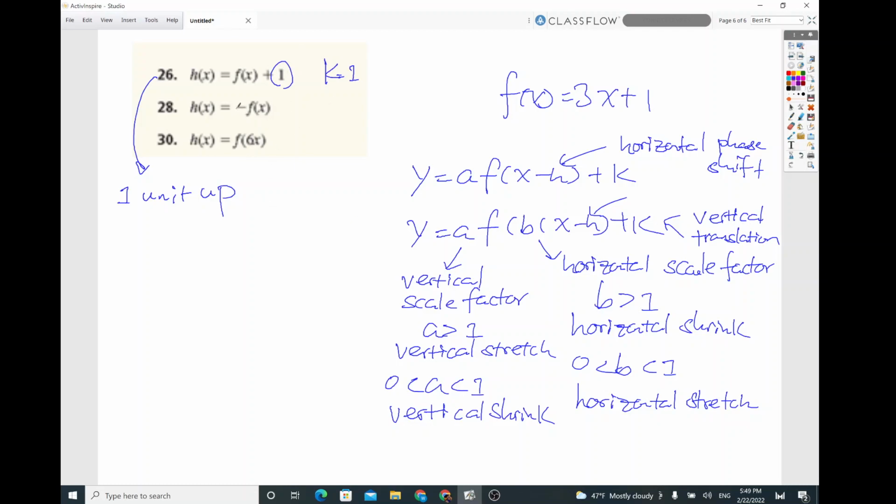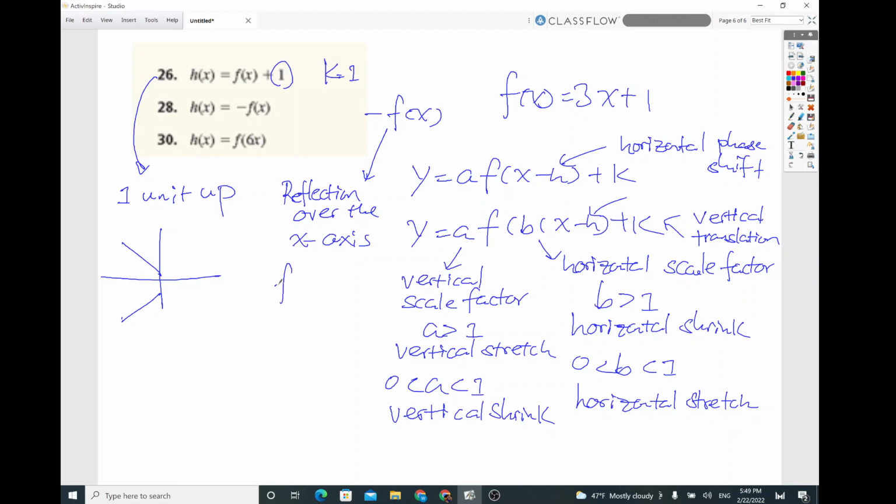And then what about the negative sign right here in front of the whole function? Anytime you see negative f of x like that, this is considered a reflection. It's a reflection over the x-axis. So let's say that we did a graph like this. That's reflected over the x-axis, so it's going to be going down this way. Reflected over, going down this way.